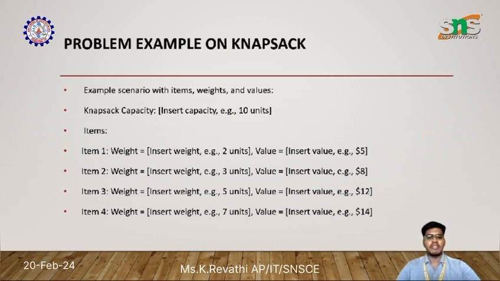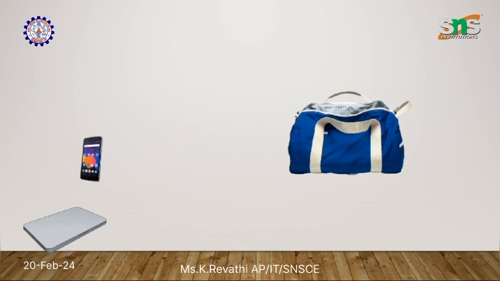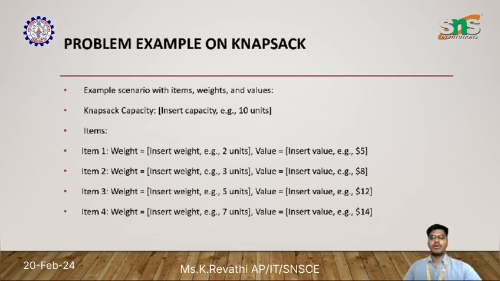Item one has a weight of 2 units and a value of $5. What is the maximum that can be kept in the bag so that the bag has the maximum value and is also under the weight capacity? We can bring in the first item, the second item, and the third item, so that the addition of all these units becomes 10. So it satisfies the condition of the maximum capacity of the bag. But we are also checking the value.